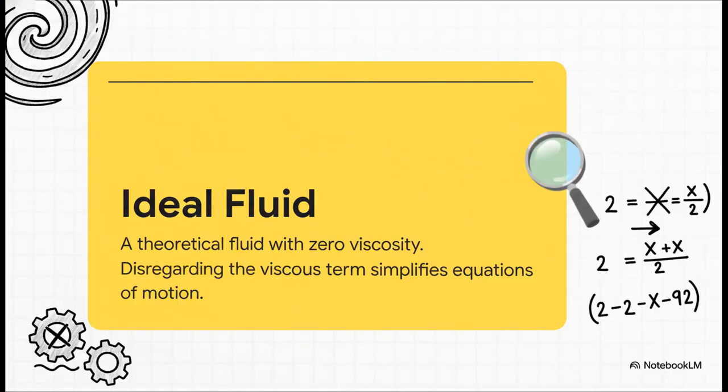So what exactly is this ideal fluid? Well, just imagine a fluid with zero stickiness, no internal friction, no viscosity at all. It's like water that flows without any resistance whatsoever. By making this one big assumption, we get to strip away a ton of mathematical complexity and just focus on the absolute fundamentals of how fluids behave.